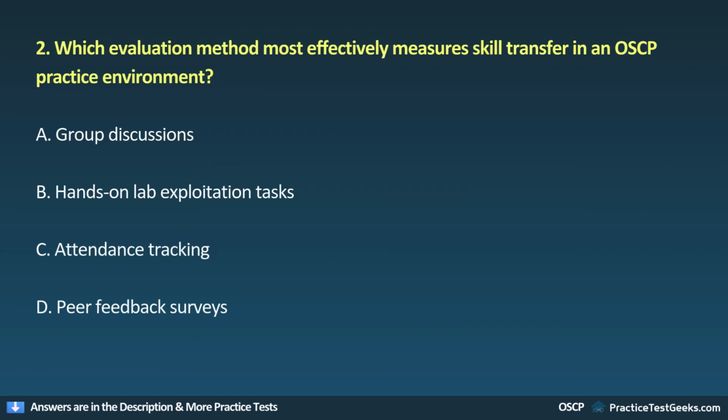2. Which evaluation method most effectively measures skill transfer in an OSCP practice environment? A. Group discussions. E. Hands-on lab exploitation tasks. C. Attendance tracking. D. Peer feedback surveys.